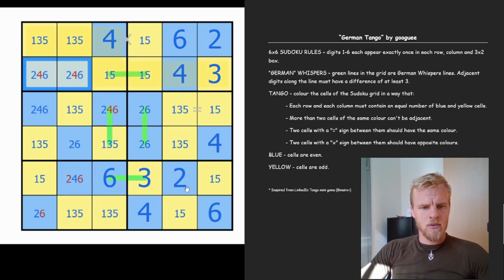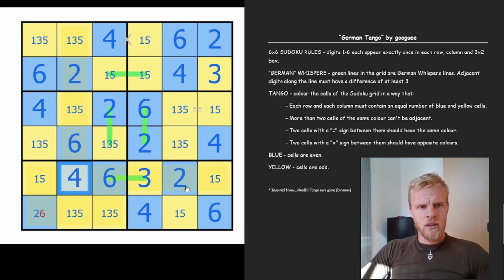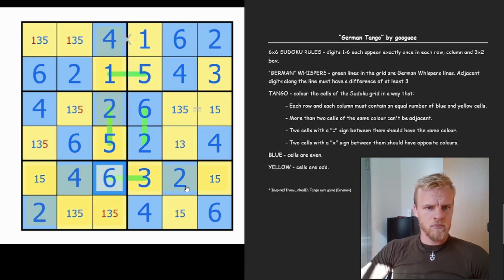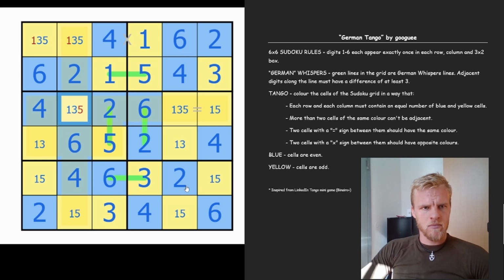Now we can do a little bit of pencil mark erasing and putting in the numbers of all the even digits, and continue with this German whispers because 1 and 3 are not far enough apart. Those.